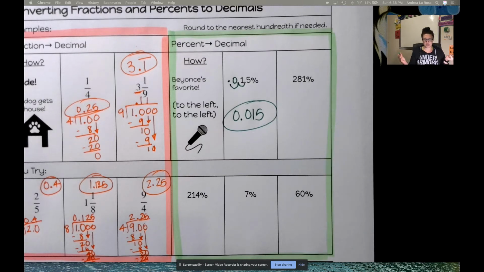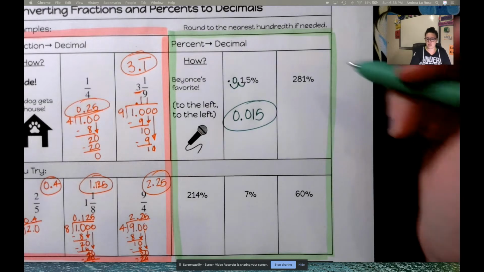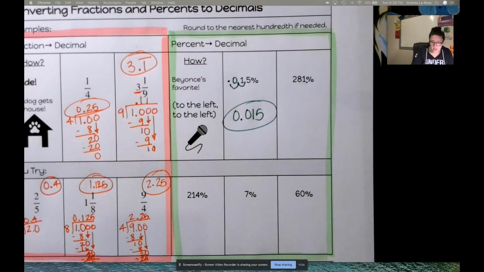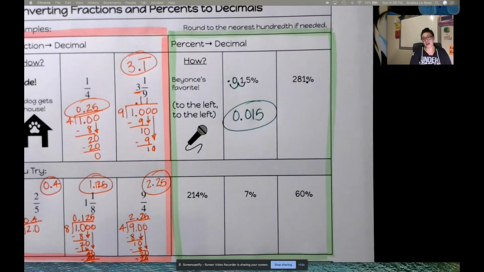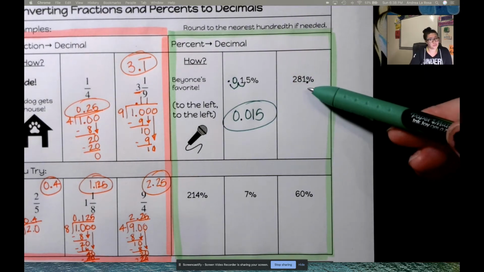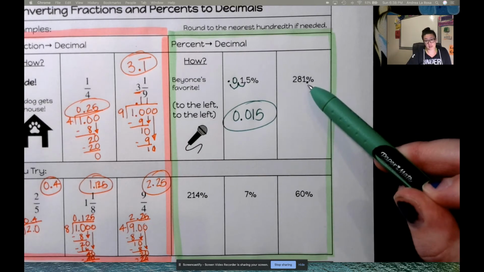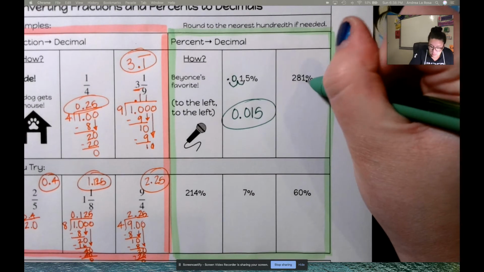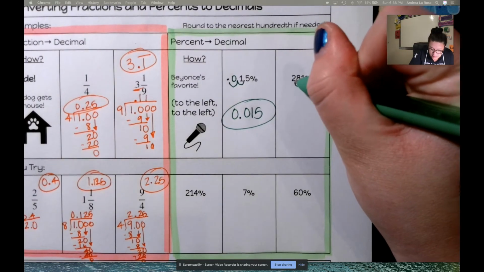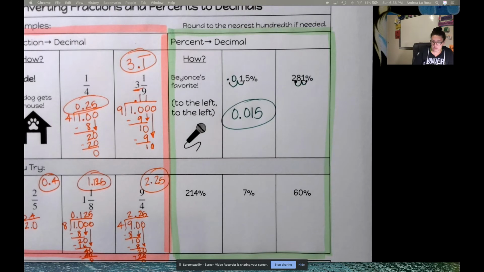My next number, 281%. Where's the decimal point? It's at the end after the 1. Remember, math people, we work smarter, not harder. If we don't have to draw that decimal point in there at the end, we're not going to. So if there's no decimal in the percent, remember it's at the end. It's just invisible. Again, like Beyonce says, we move that decimal point to the left, put it in there.